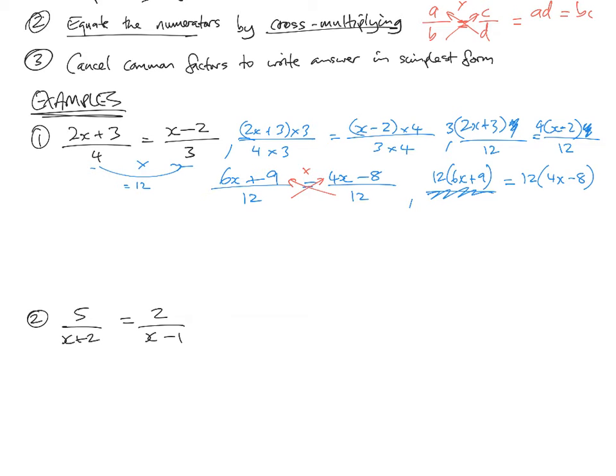Now what you'll notice is that you are timesing both sides by 12. If you divided both sides by 12, you would be left with 6x plus 9 is equal to 4x take 8. I've got variables on both sides, so I'm going to put all my x's on the left. What's the opposite of positive 4x? Negative 4x. I need to do that to both sides.